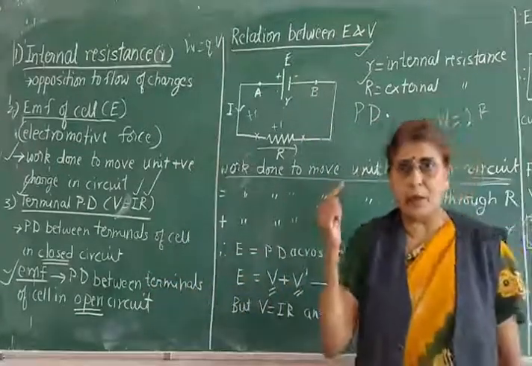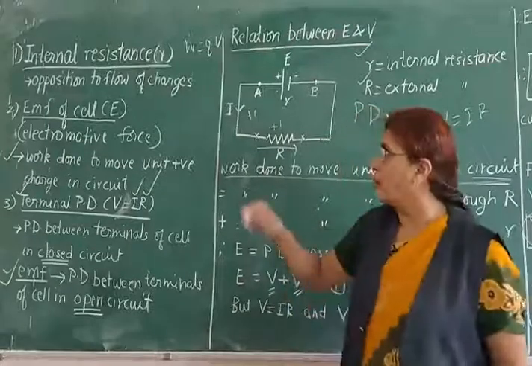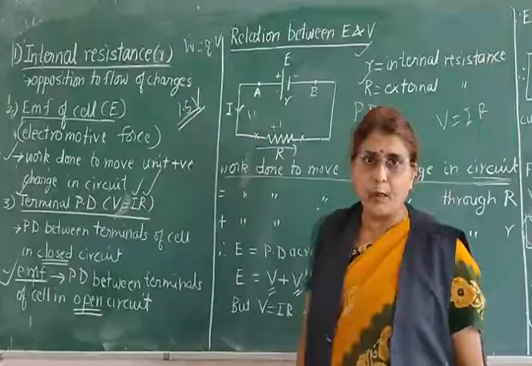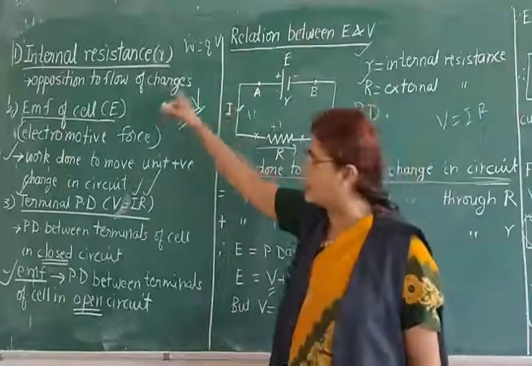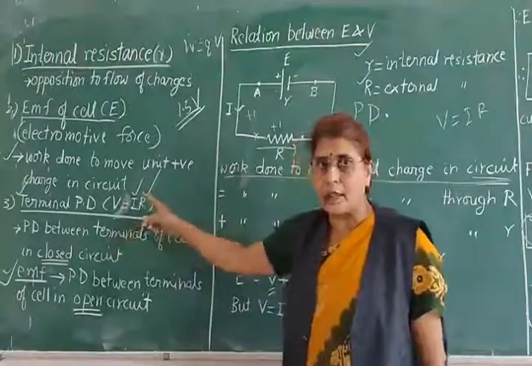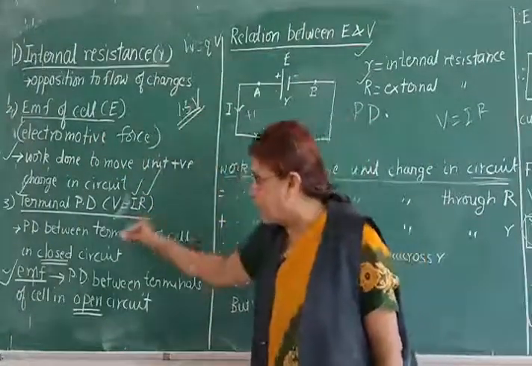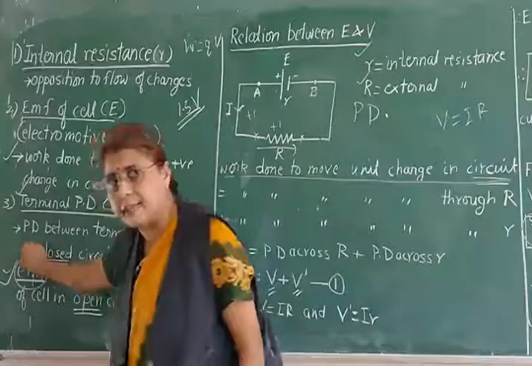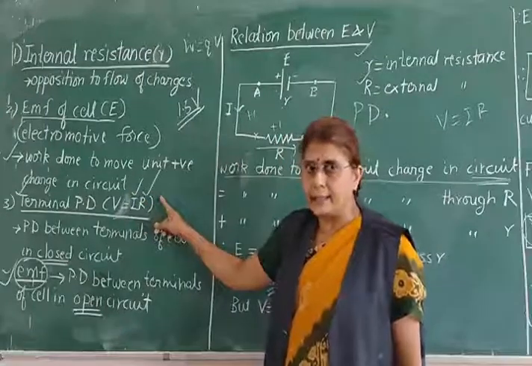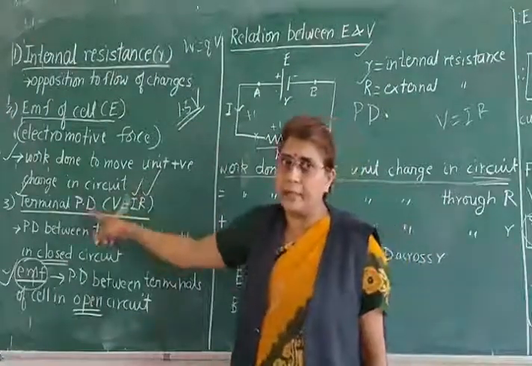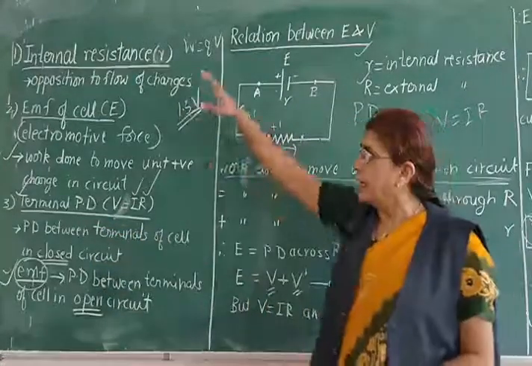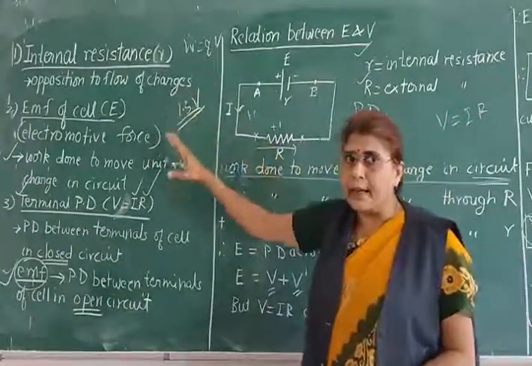Suppose you take a small cell, purchase it from the market. The voltage on that will be 1.5 volt. So what is this 1.5 volt? It is constant for that cell and it is called the EMF of the cell. So it does not depend upon the current drawn or the external resistance. So this EMF of a cell is always constant for a given cell, whereas V depends upon the current drawn and the external resistance. If the resistance changes, then terminal PD also changes. So you have to remember three important definitions: internal resistance, EMF and terminal PD.